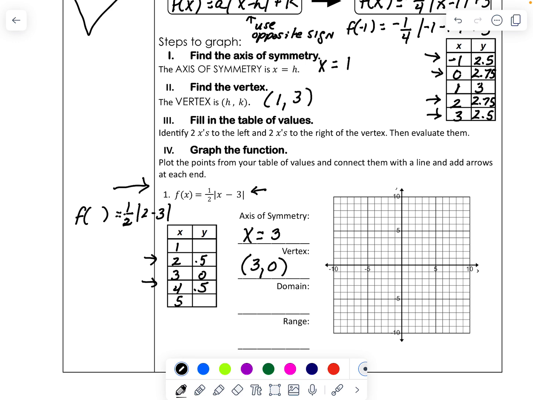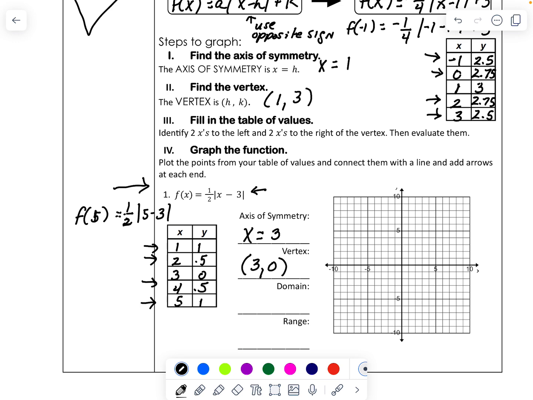All right, so let's do our 1. Oh, 1 minus 3 is -2. You do the absolute value, you get 2 times 1/2, you get 1. And I should see symmetry here, so let's make sure. 5 minus 3, 2, absolute value, 2 times 1/2, and I do, in fact, get 1.